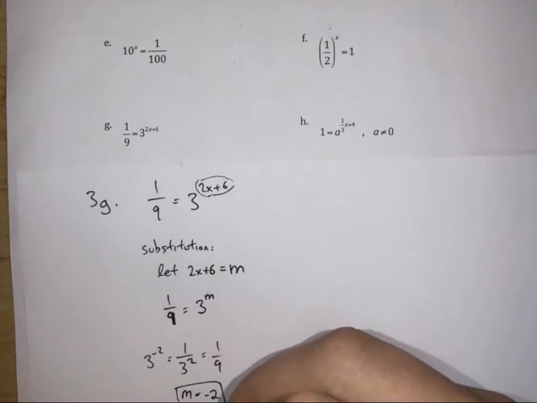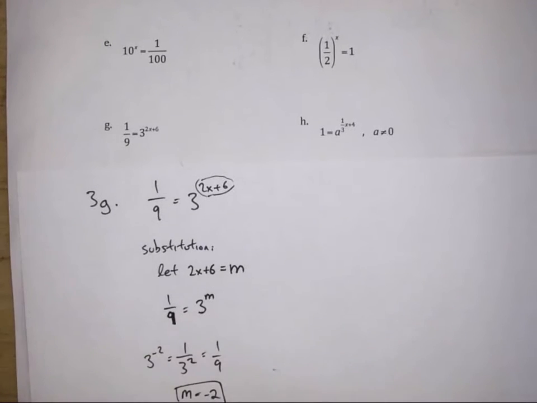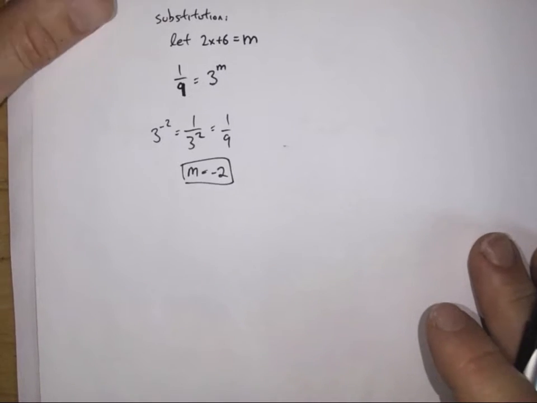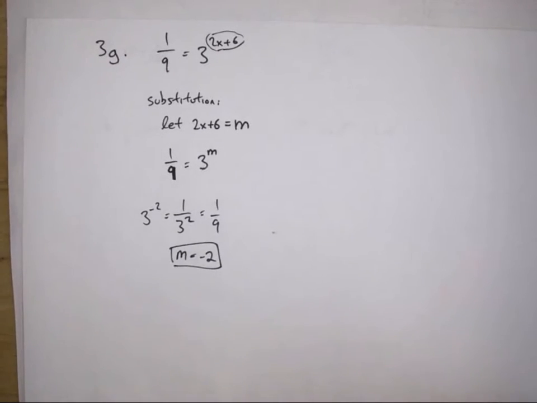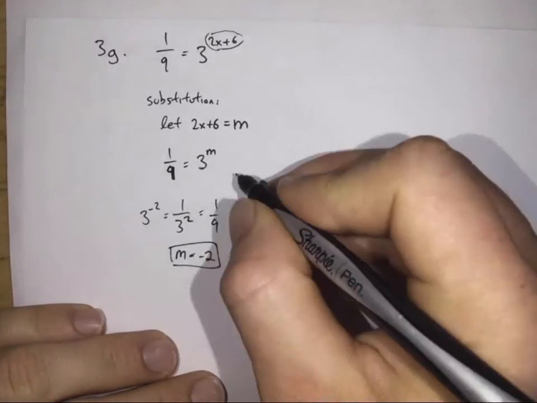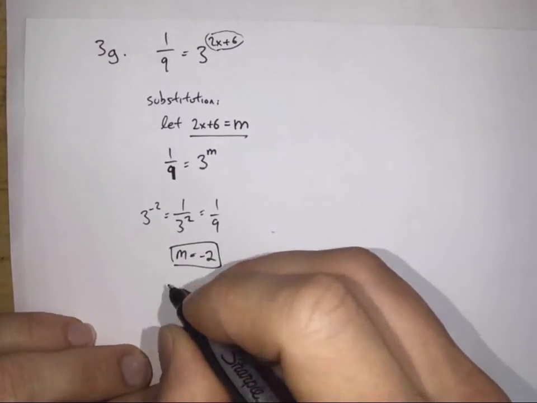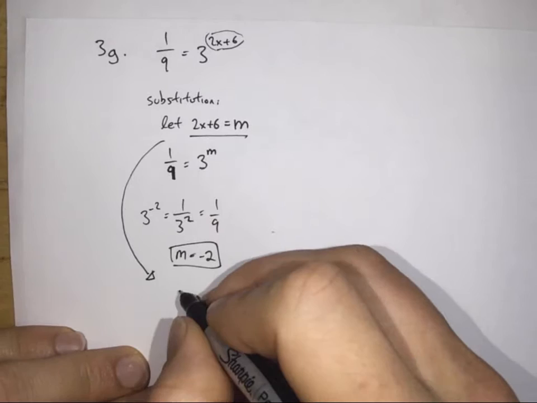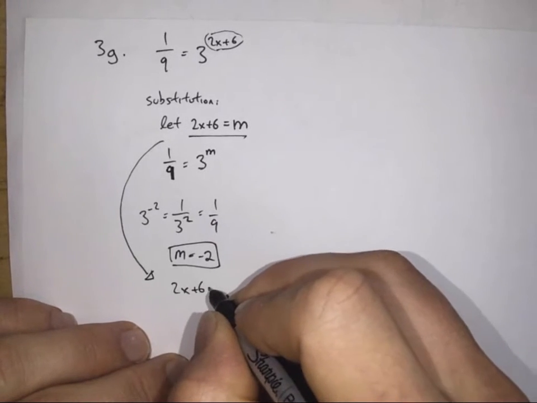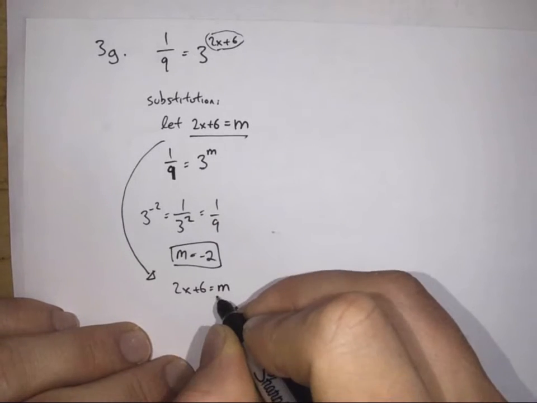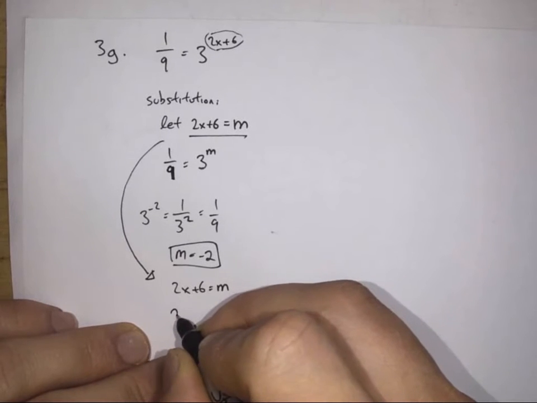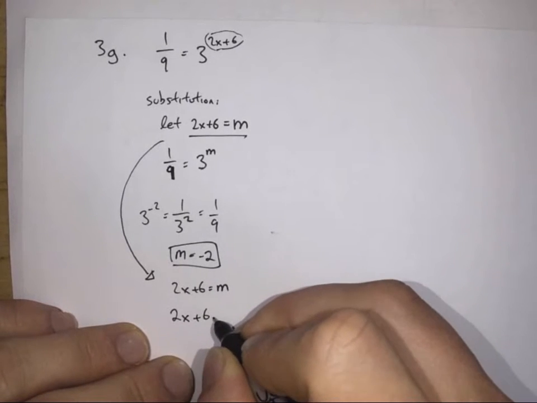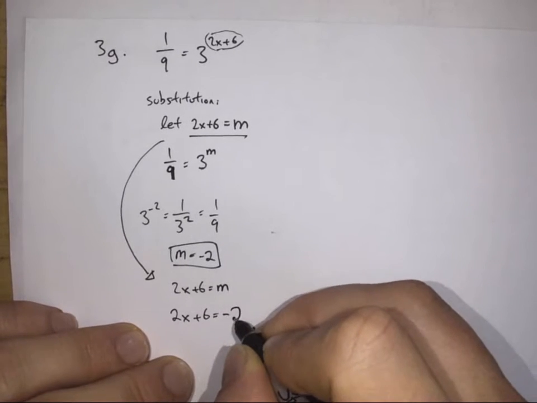Okay, now we weren't asked about m, we were asked about x. So let's take this a step further. Let's go back to our substitution then. If 2x plus 6 was equal to some letter m, and we found that that value of m was negative 2, we could say that that whole thing is actually equal to the value of negative 2.